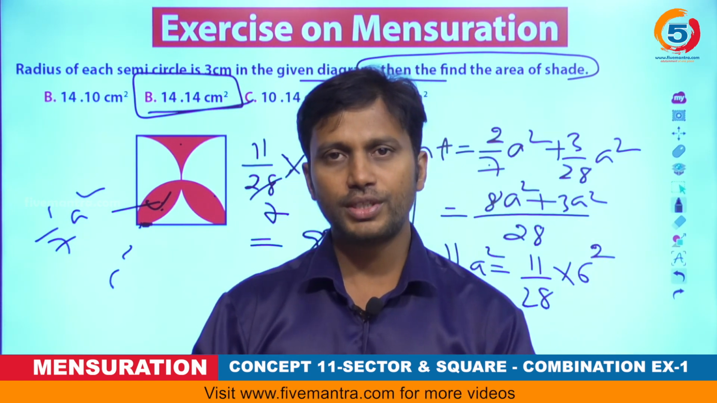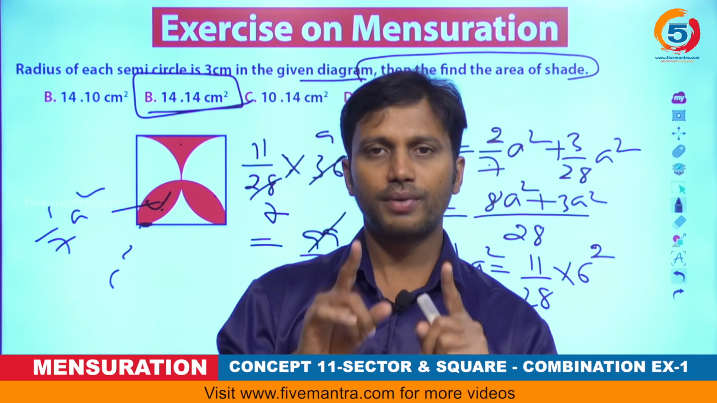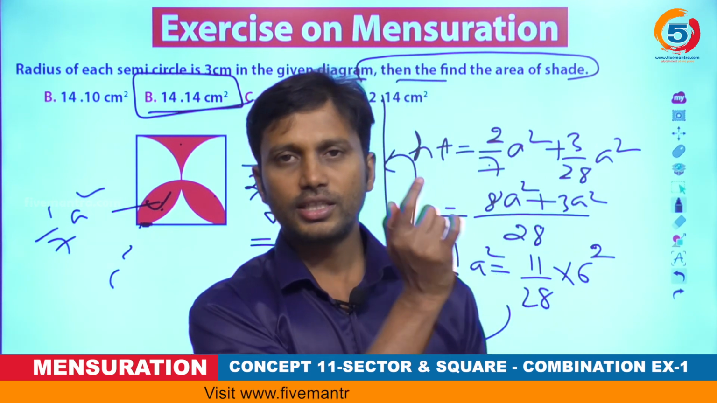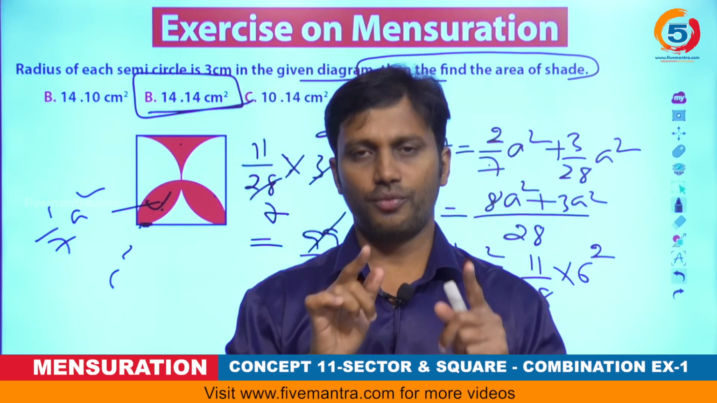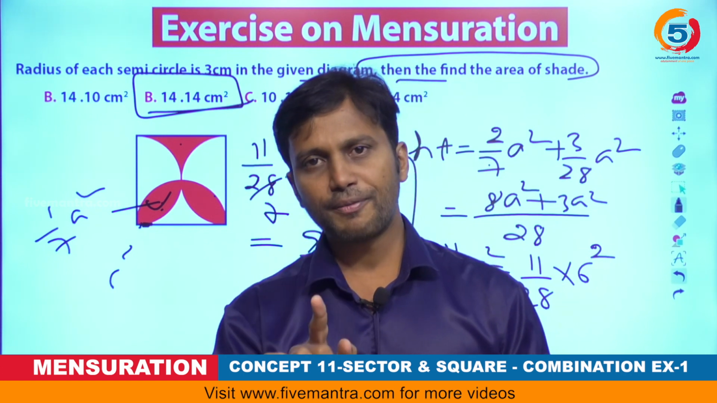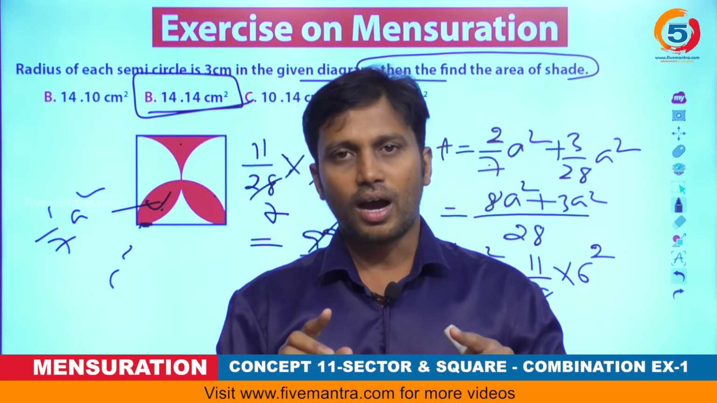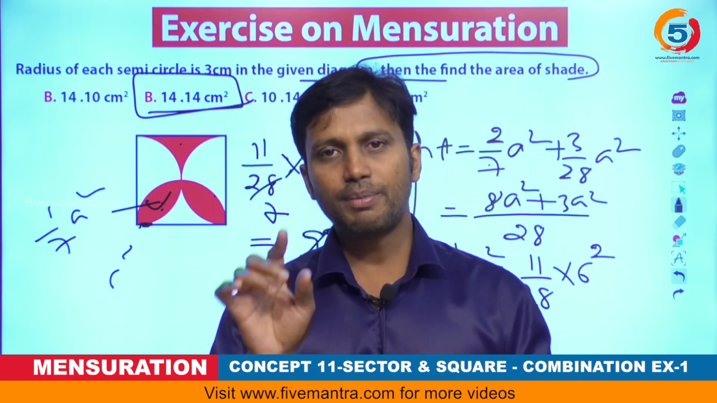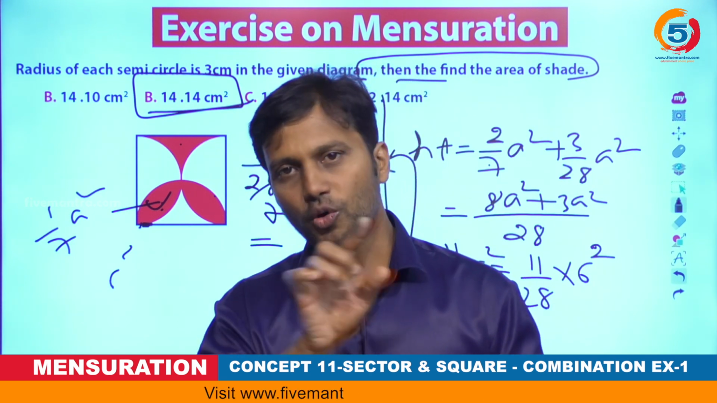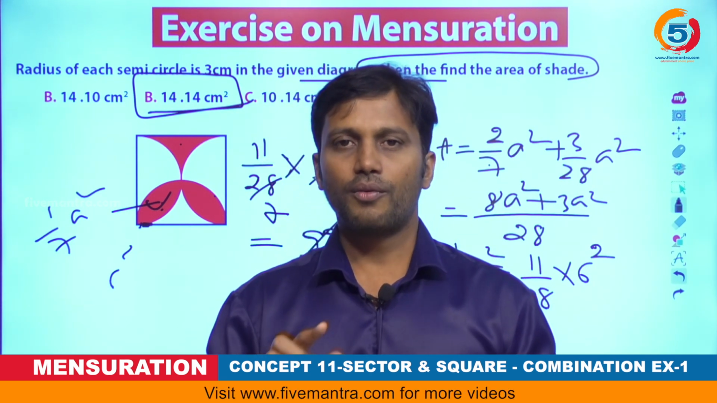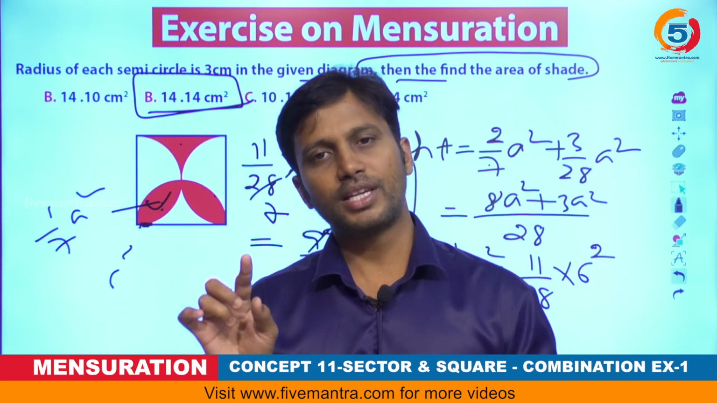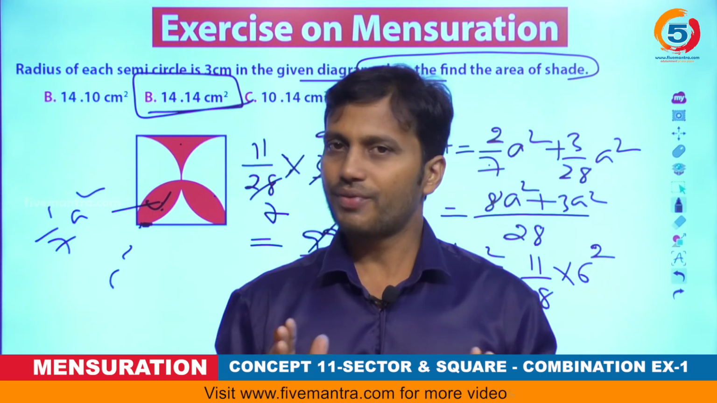Finally, before closing the video, I am going to remind you once again of the shortcut. Here the flower shape area is 4 by 7 a square, each flower petal is 1 by 7 a square, all the gaps area is 3 by 7 a square, each gap means 4 gaps, okay. Each gap occupies 3 by 28 a square. This is the final thing.